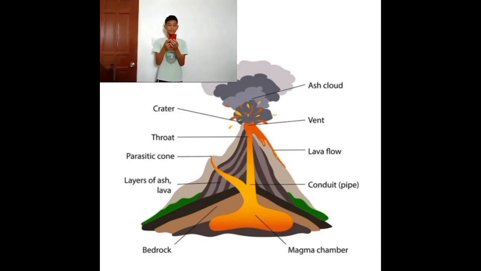Finally, the last part of a volcano is the ash cloud. This is the cloud of ash and gas that is ejected into the atmosphere during an eruption. Ash clouds can reach great heights and can be carried for many miles by the wind.